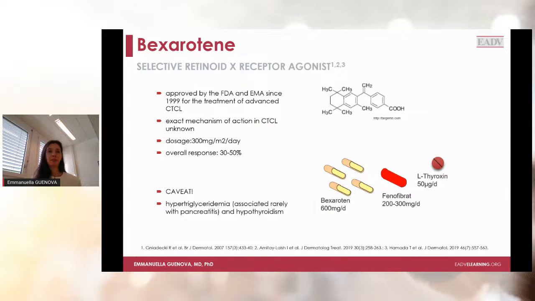Another therapy that has been specifically developed for the treatment of CTCL is Bexarotene. This is a selective retinoid X receptor agonist, so it's a slightly modified retinoid, different from the one that we usually use for the treatment of other dermatoses. And it was approved in 1999 by the FDA and EMEA. Since then, we use it a lot for the treatment of CTCL alone or in combination for early and advanced disease, without exact knowledge of its mechanism of action.